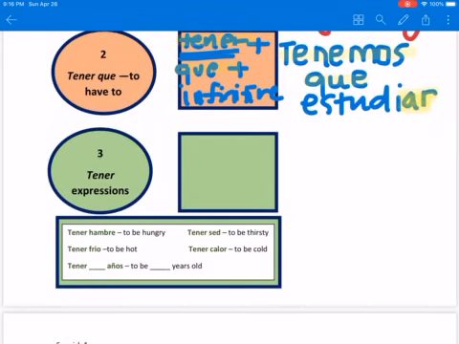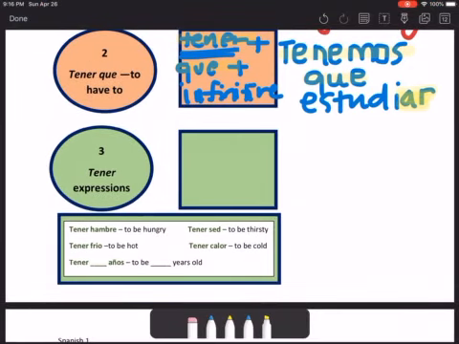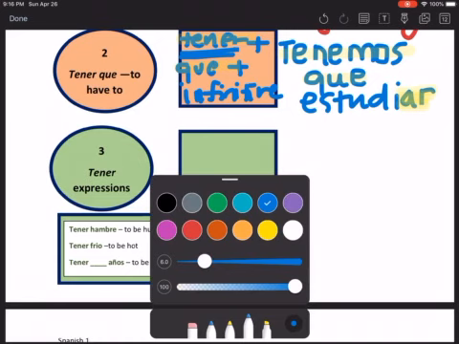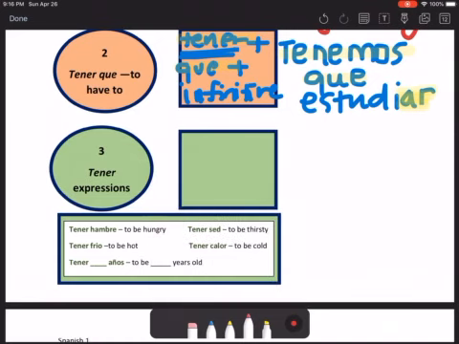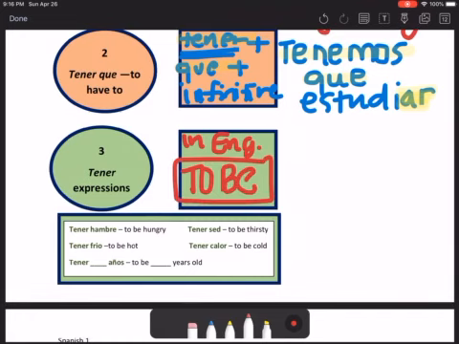The one that we're going to really talk about today is what I like to call tener expressions. They are expressions that are used with tener, even though in English we would use to be. So, for example, tener hambre is to be hungry. Literally, it means to have hunger. And so here you can see that the translations in English are all to be. But in Spanish, they use tener.